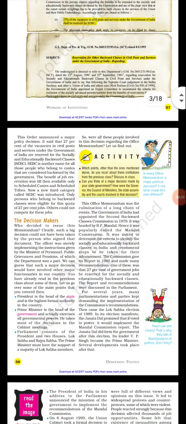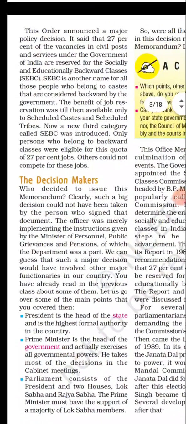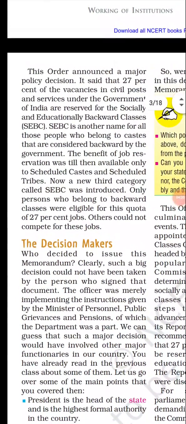In order to make you understand what this SEBC is, you may never have heard about SEBC, right? But you must have heard about OBC, other backward classes. So SEBC is called OBC, other backward classes. The government has given 27% job reservation for the other backward classes. So the order is all about these other backward classes. Any other caste that does not belong to the backward classes is not eligible for this reservation. So this is the order passed by the government.